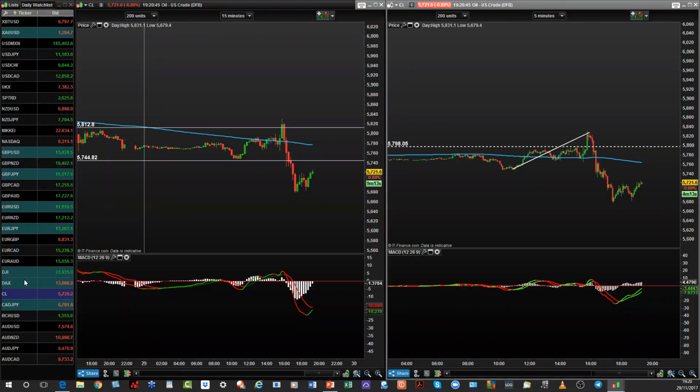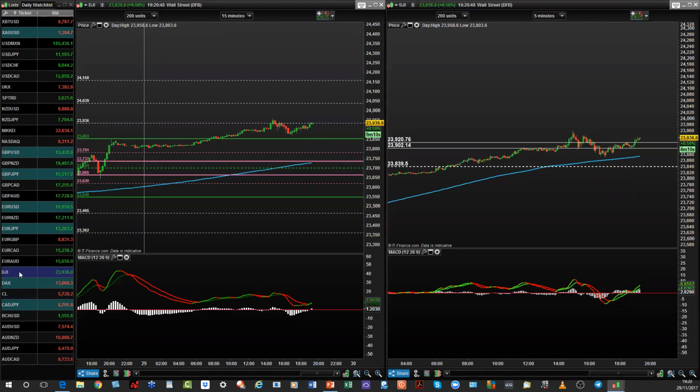Where are we? Yeah, I actually traded this to the short side here. Took a short around about the 9:30 mark and took it off on those lows, and now it's reversed.